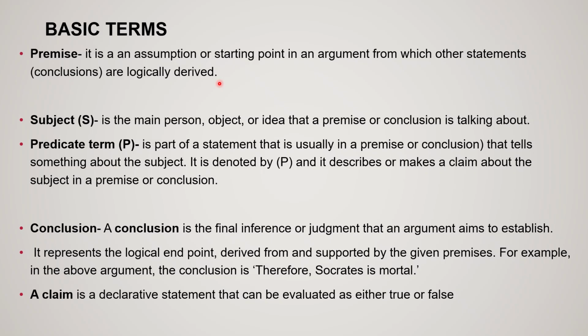For example, if we had an argument like all humans are mortal, and we look at a person like Socrates is a human, finally we can make a conclusion such as therefore Socrates is mortal, because if he was a human in our second premise, and all humans are mortal, therefore we can make a conclusion that Socrates is mortal.